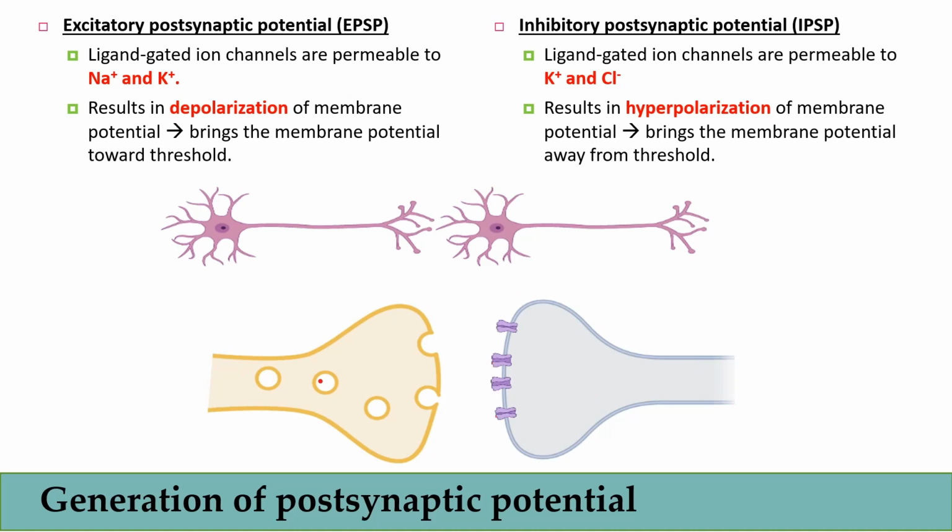While for an inhibitory postsynaptic potential, or IPSP, the ligand-gated ion channel is permeable to potassium ions and also to chloride ions. Chloride moves into the cell and that results in hyperpolarization of the membrane, which brings the membrane potential away from the threshold. So it will inhibit the next neuron, and it will not generate an action potential.